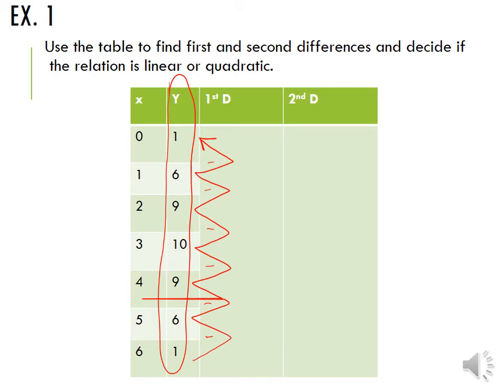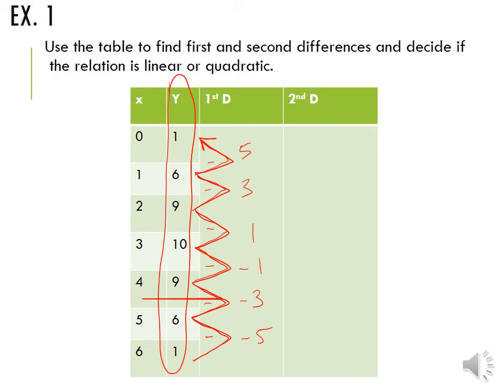And then you fill in the numbers. So if we start at the bottom, 1 minus 6 gives me negative 5. Then 6 minus 9 gives me negative 3. 9 minus 10 gives me negative 1. 10 minus 9 gives me 1. 9 minus 6 gives me 3. 6 minus 1 gives me 5.